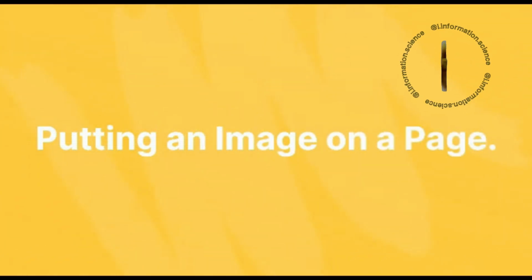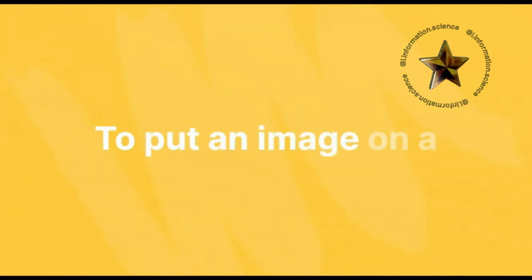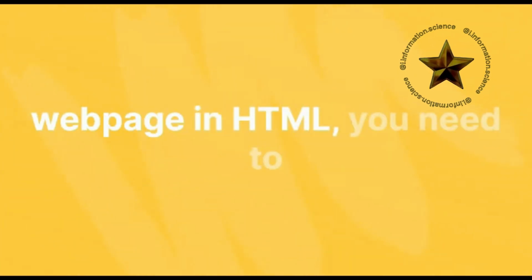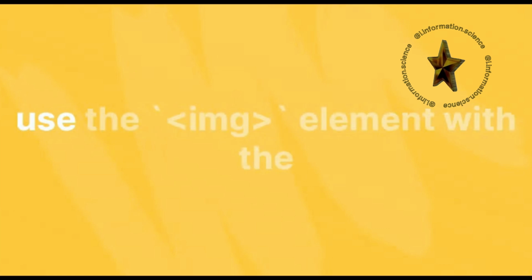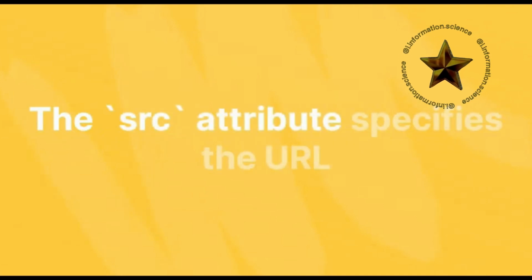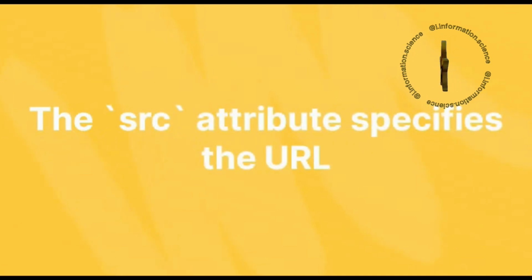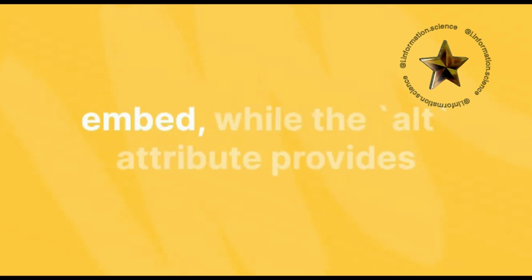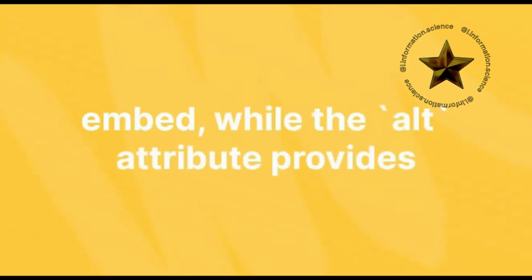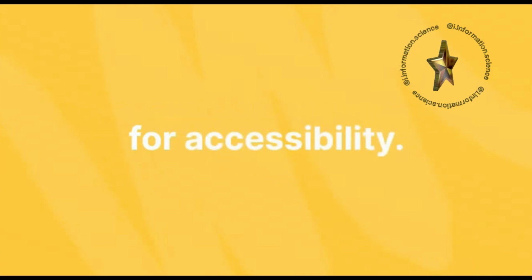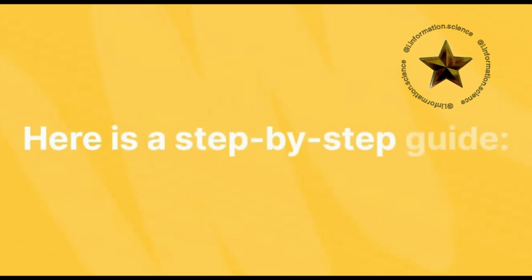Image on a page. To put an image on a web page in HTML, you need to use the img element with the src and alt attributes. The src attribute specifies the URL of the image you want to embed, while the alt attribute provides a text description of the image for accessibility. Here is a step-by-step guide.